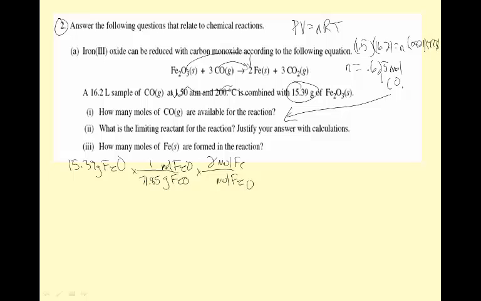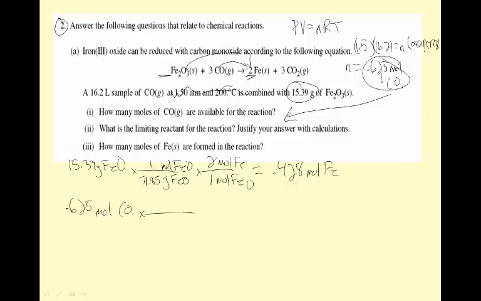And in this case, 2 moles of FeO equal 1 mole of that. And then that will give me an answer. 15.39 divided by 71.85 times 2 is 0.428 moles of Fe. Now I need to compare that with what 0.625 moles of CO will make.